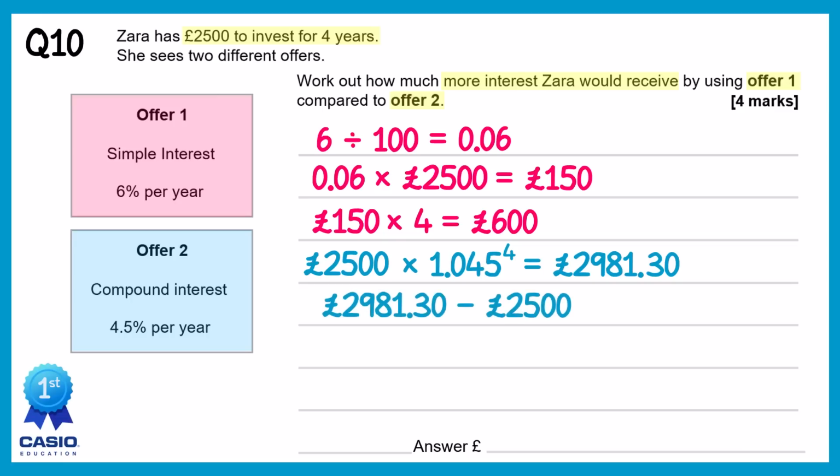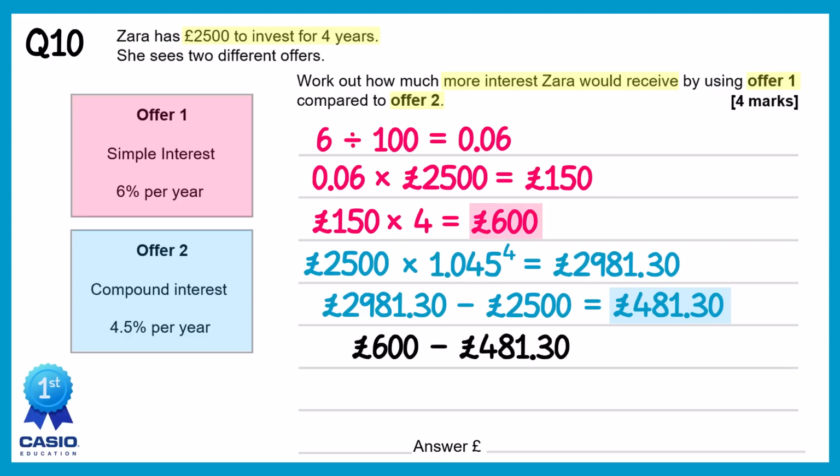£2,981.30 subtract 2,500, which gives you £481.30. So we now have the two interest values. In offer 1 it was £600 and in offer 2 it was £481.30. To find how much better offer 1 was, we'd need to subtract those. So if we subtract them from each other, we end up with the answer £118.70.